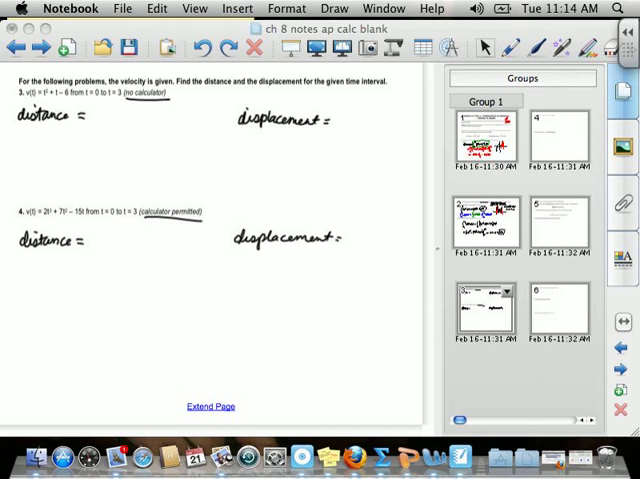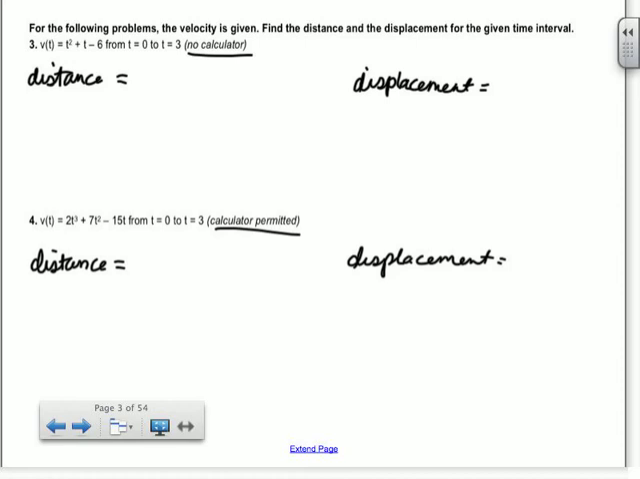Okay, so the first one was no calculator. That means you kind of need to know what the graph looks like. If you have t squared plus t minus 6, I know it's a parabola. If I want to find if it crosses the axis, set it equal to 0 and factor. It works out to be t minus 2 times t plus 3. So at positive 2 and at negative 3, you're crossing the axis.